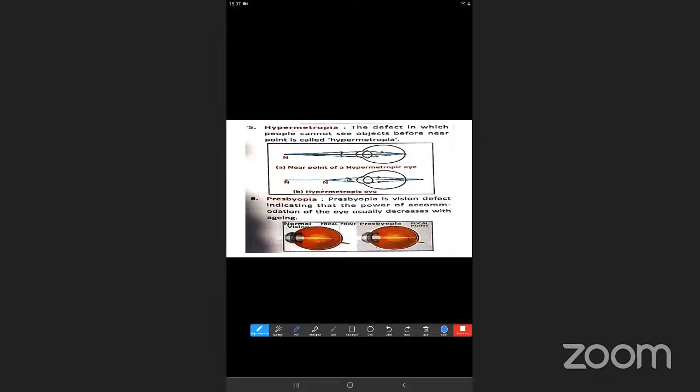Next, presbyopia. Presbyopia is a vision defect indicating that the power of accommodation of the eye usually decreases with aging. Normally, whether the object is very near to us or at some distance, the eye lens can adjust its focal length to see the object clearly and comfortably. Presbyopia means the power of accommodation of the eye decreases with aging.